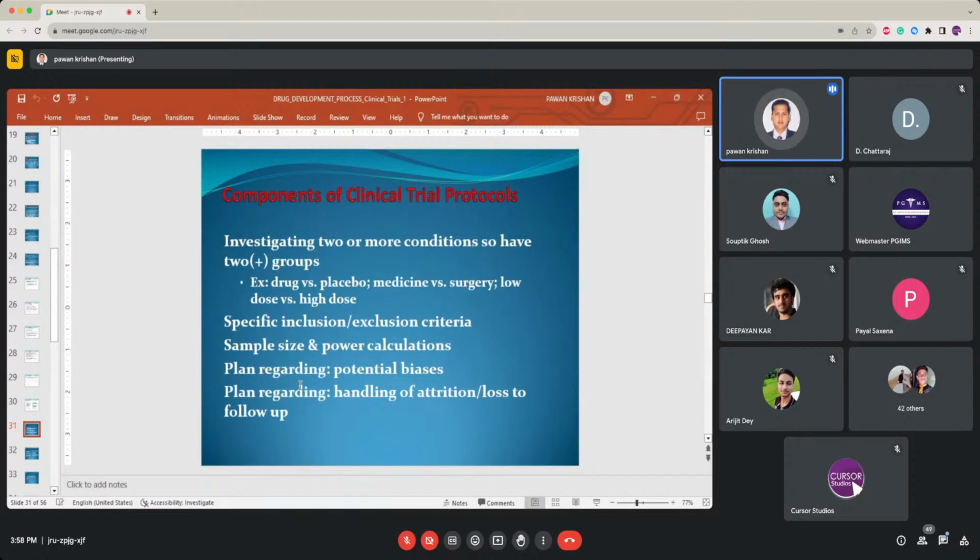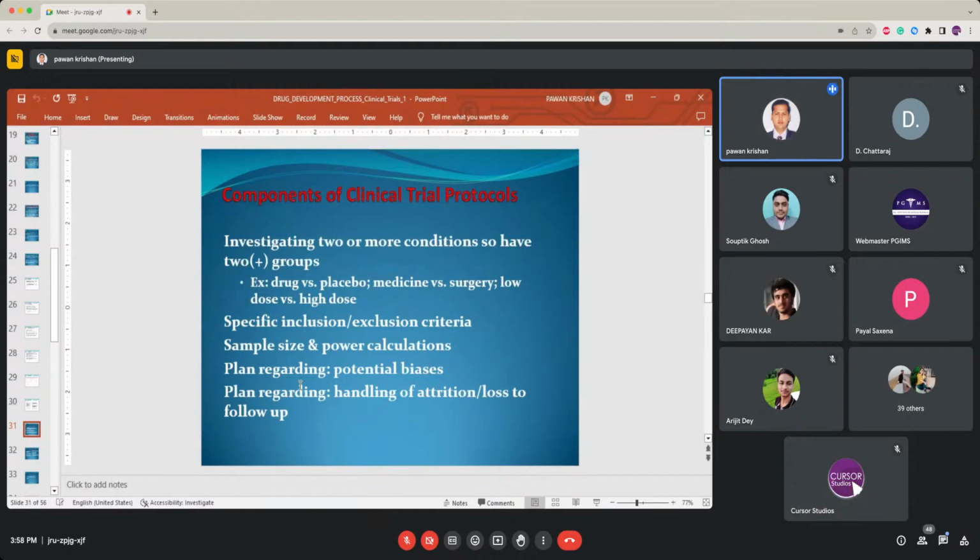criteria should be there. The sample size of the clinical trials should be calculated, that is, how many patients the study has to be carried out on, by using various formulas, by power calculations. Then you should plan regarding potential bias, where the bias can occur with respect to screening of patients, with respect to inclusion of the patients, with respect to allocation of the patients to different groups, like that.